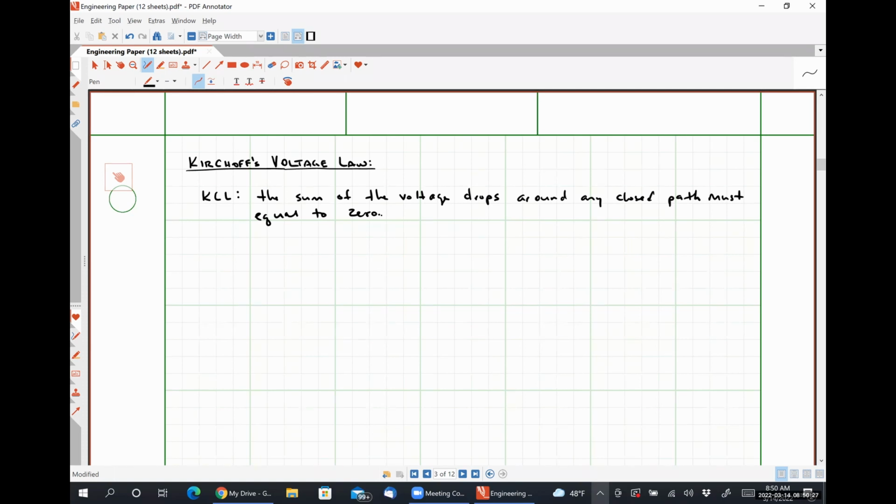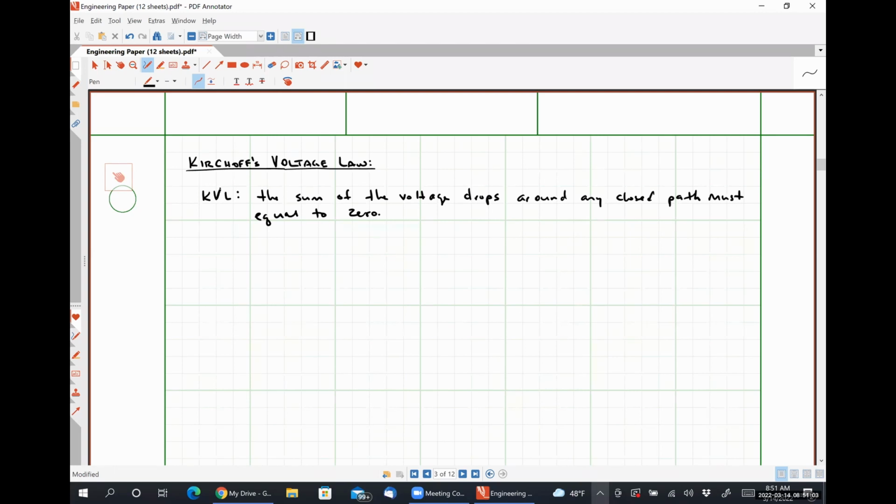Kirchhoff's voltage law, or excuse me, I don't know why I wrote KCL there. My apologies. Kirchhoff's voltage law is the law of conservation of energy in circuit form. Voltages represent a transfer of energy per unit charge. By definition, voltage is the amount of work or energy required to move charge from one point to another in a circuit. So Kirchhoff's voltage law represents the law of conservation of energy.